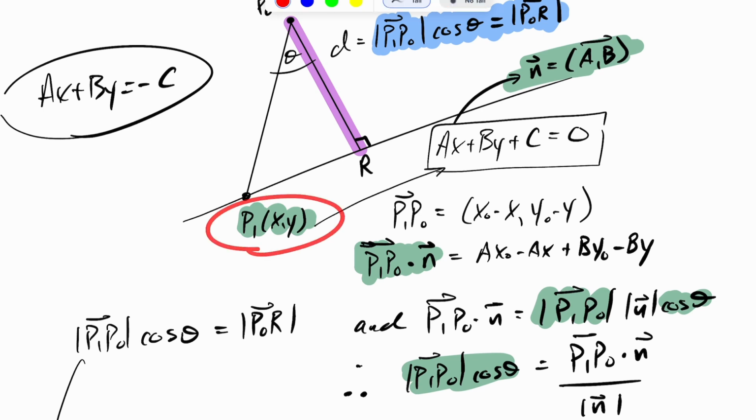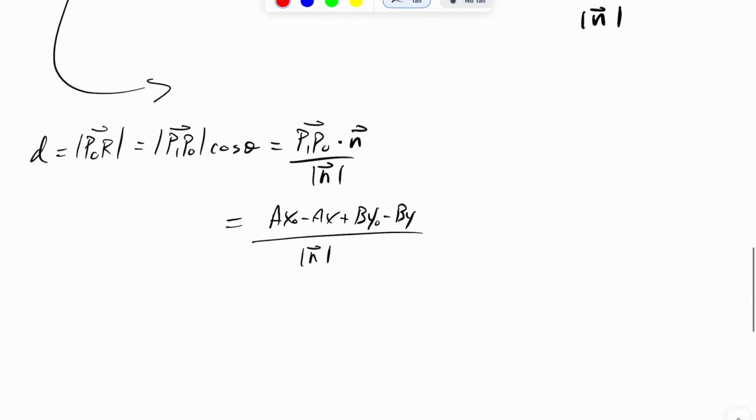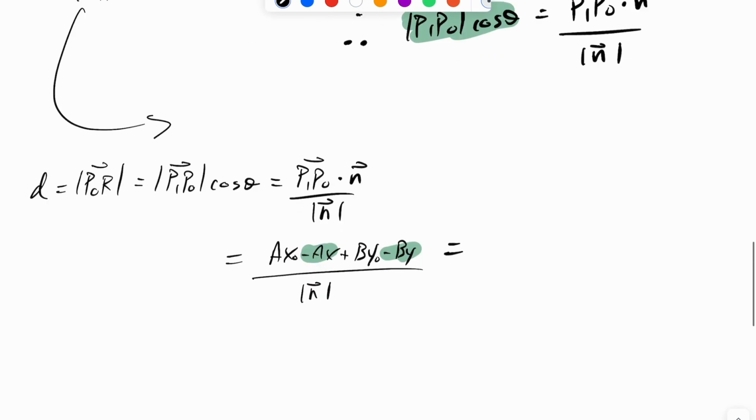The P1 value is on the line, so therefore the equality holds. So therefore, ax plus by must equal negative c. So therefore, we can now get rid of negative ax and negative by and change that to a positive c value here. So we get ax naught plus by naught plus c over the magnitude of n.